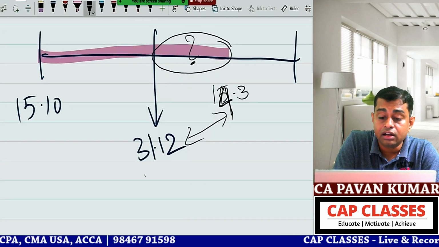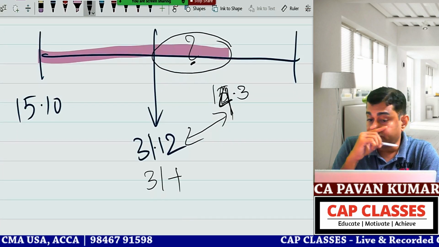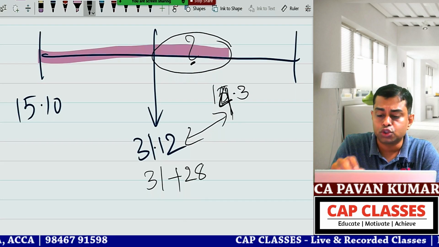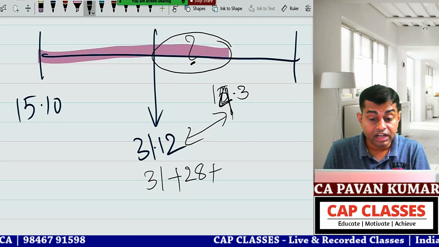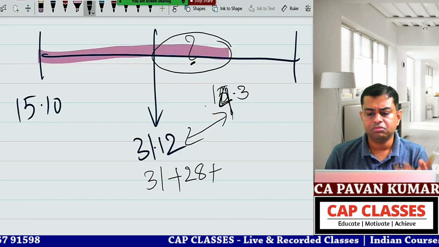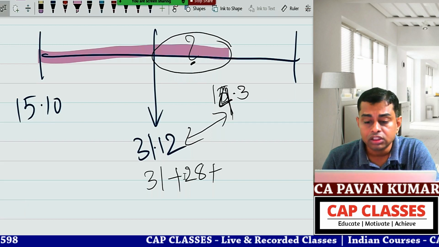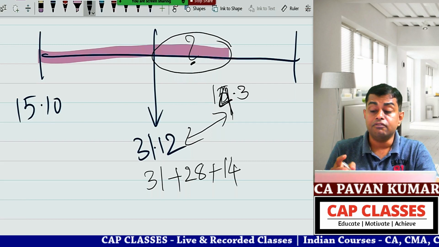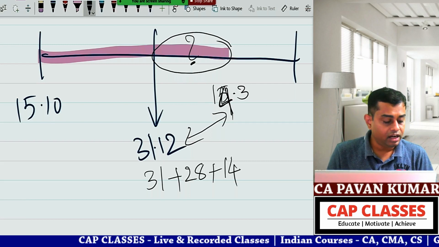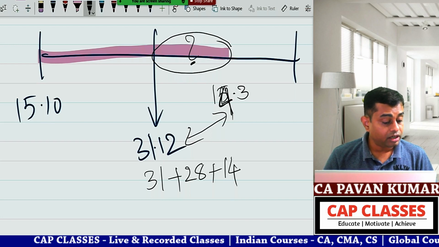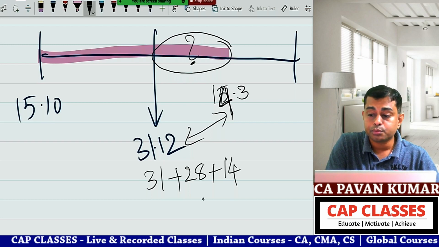So in January there are 31 days plus February there are 28 days. We don't know whether it is a leap year. They have given x2, no? They have given any year, 20x1. So we don't know whether it is a leap year or not. So 31 plus 28 plus 14. Okay, without grace, if we calculate, it should be 31 plus 28 plus 14. It is 73.